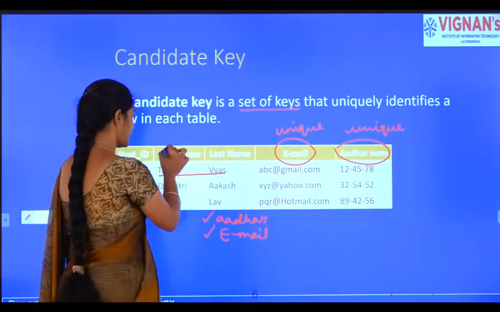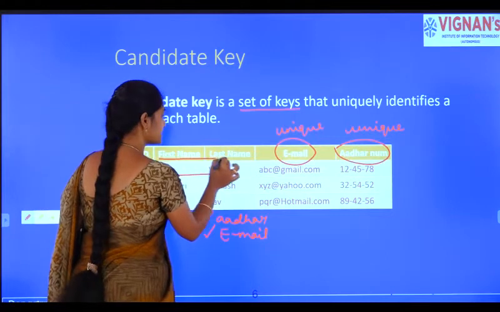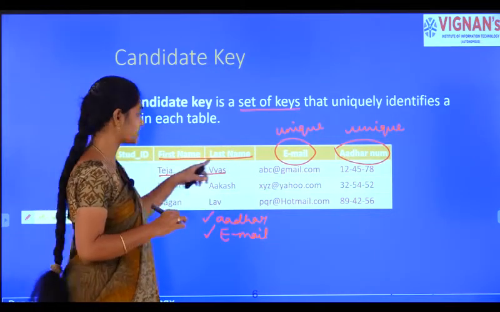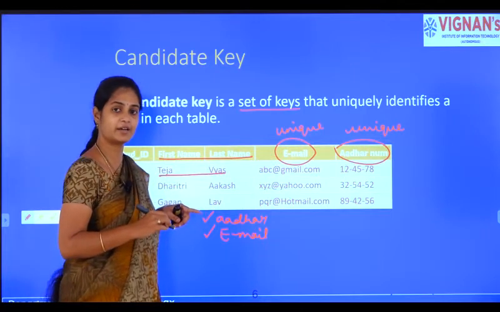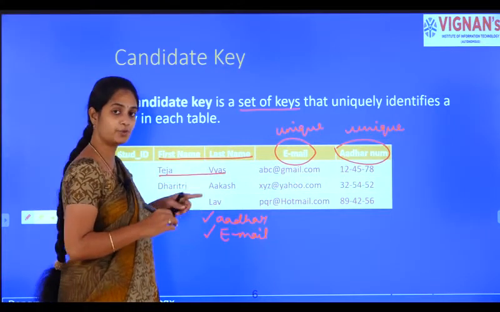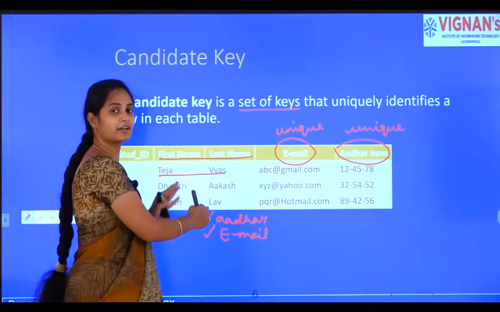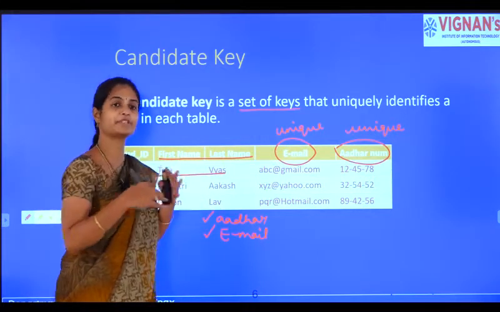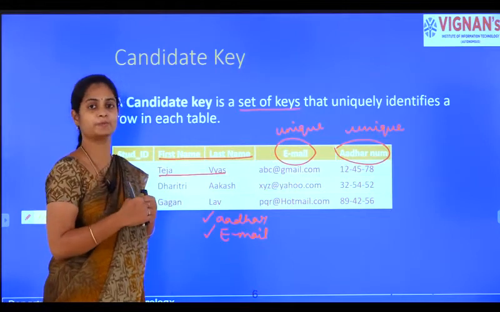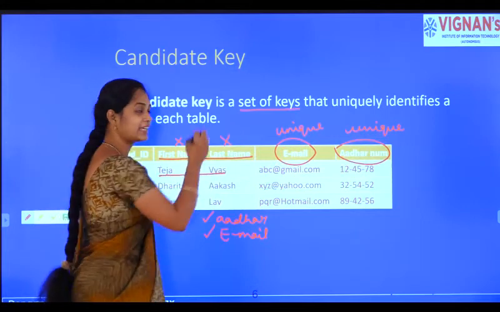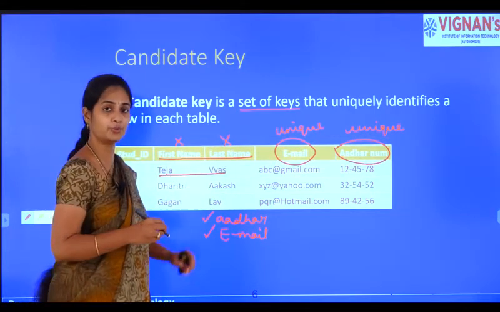Right. Now can we consider first name and last name as the keys here? No, because these are names. Teja or Dharitri or Gagan, these names can be possessed by other persons too. So last name and first name cannot be keys here. These are not unique, right.